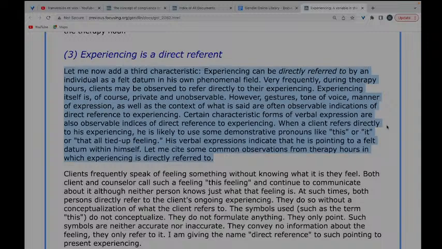However, gestures, tone of voice, manner of expression, as well as the context of what is said, are often observable indications of direct reference to experiencing. Certain characteristic forms of verbal expression are also observable indices of direct reference to experiencing.